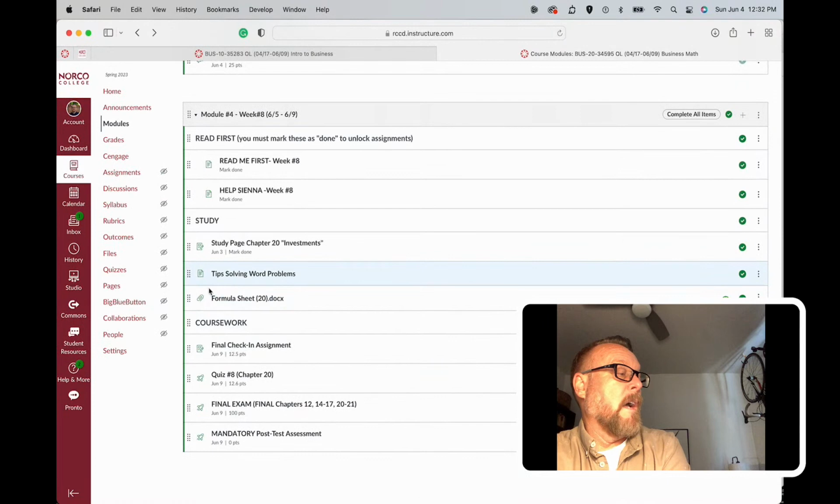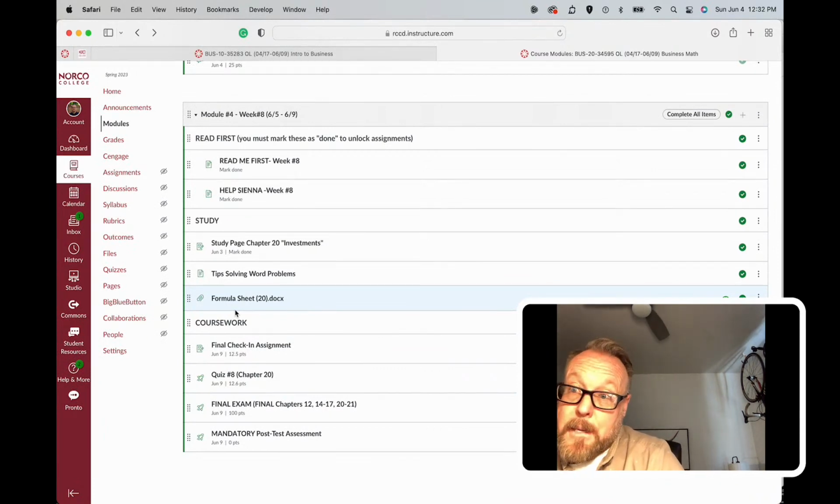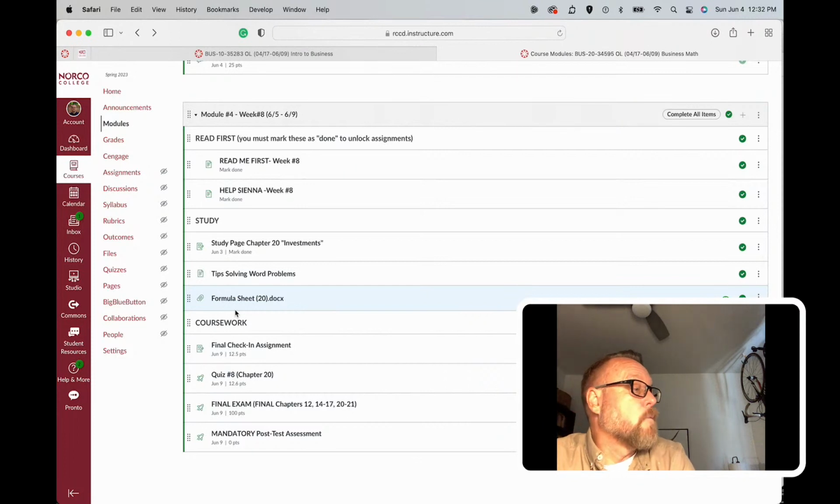Then you have a formula sheet here, tips on solving word problems. And then you have your final check-in assignment. And just so you know, your final check-in assignment is not math. It's just personal questions. So don't skip it because it's automatically going to be an easy 12.5 points for you. Then you have your quiz number 8. So I do give you a quiz and an exam because I want to make sure you work through some of the problems from chapter 20 before you take the exam.